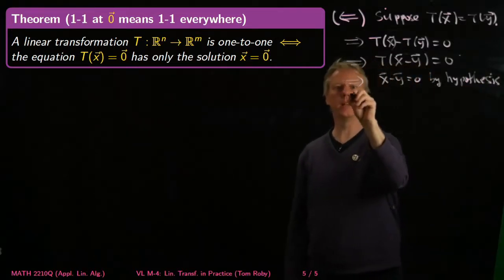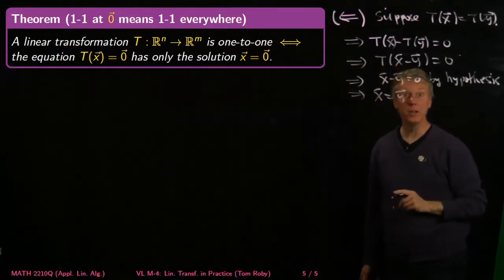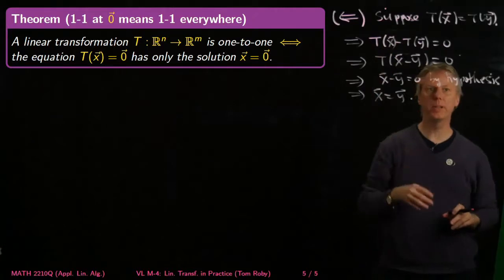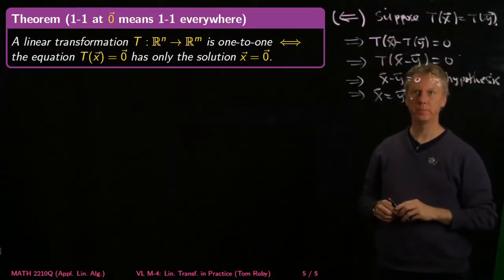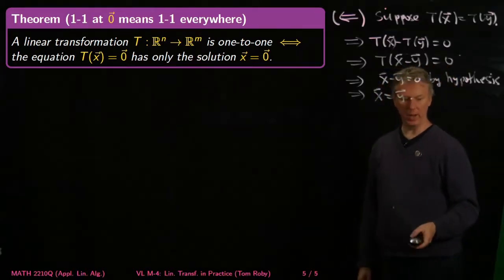Okay, but that implies that x equals y. So there we go. It's not long or very hard. You just have to use the properties that you have, and you can show that it's one-to-one everywhere. Okay, so that's one example of a very helpful theorem.